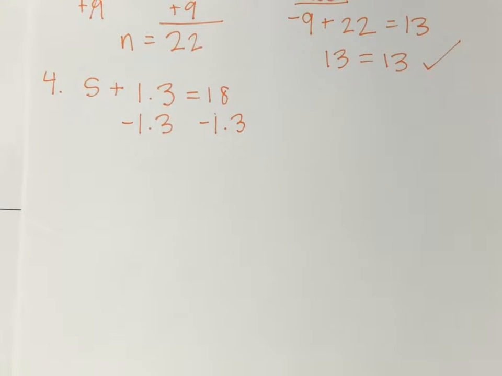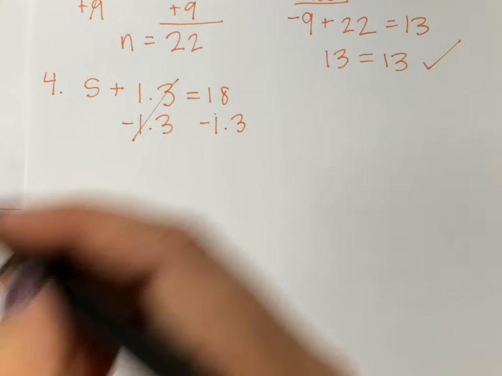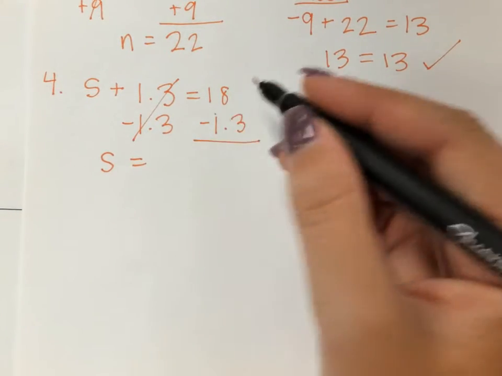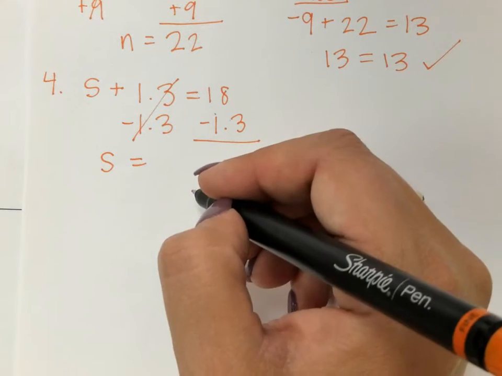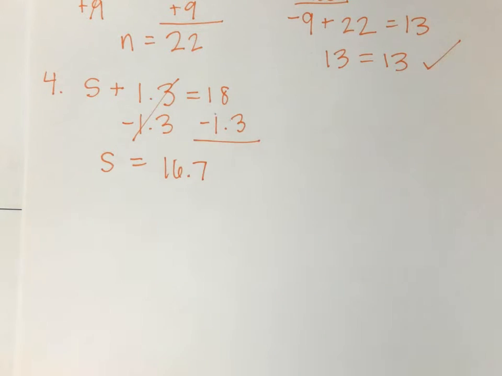So I'm subtracting 1.3 from both sides. So then my 1.3's cancel. So it leaves me with s, which is equal to what? 18 minus 1.3. What is it? 16.7.